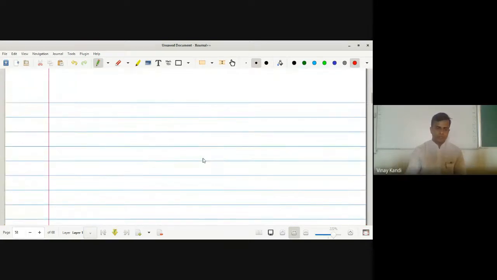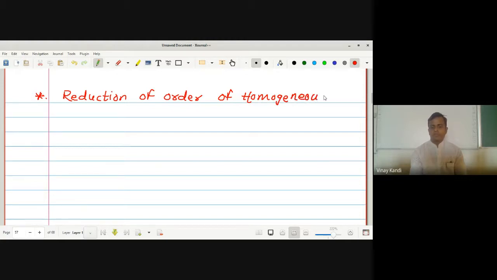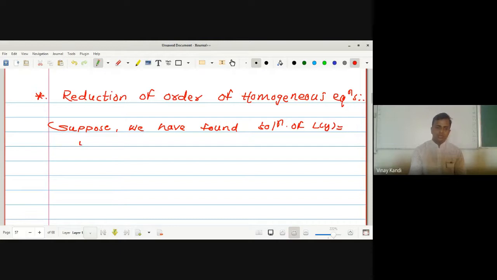Next point is reduction of order of homogeneous equation. Okay. Now suppose we have found the solution of L of y is equal to y raised to n plus a1 of x into y raised to n minus 1 plus up to so on an of x into y, which is equal to 0.